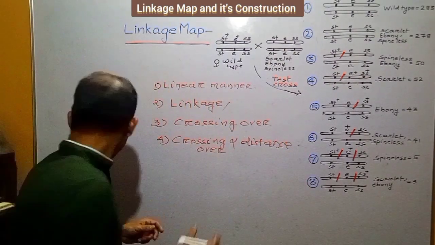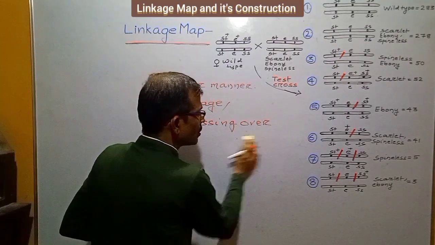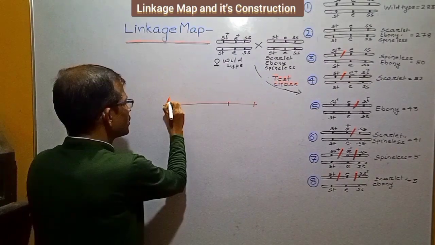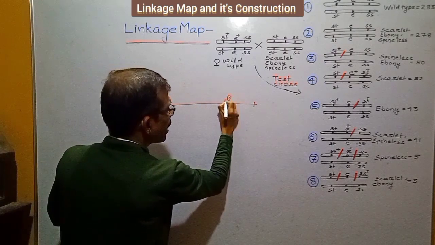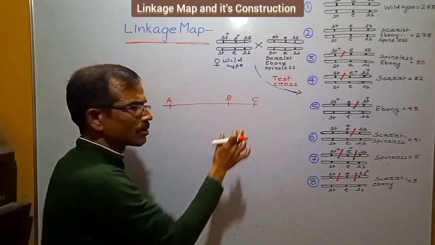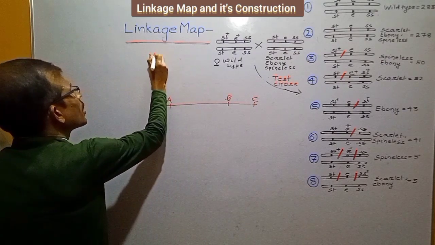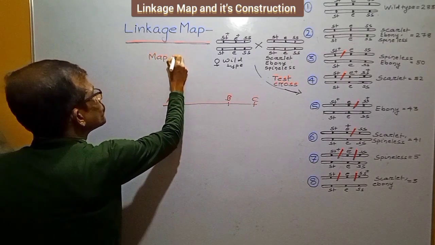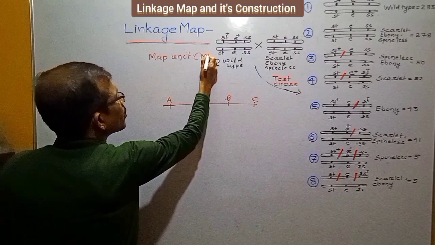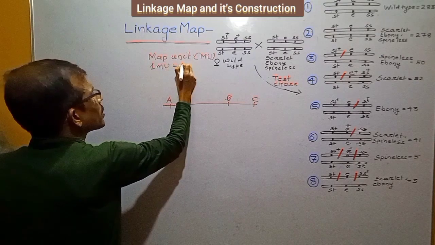Now let us draw a small linkage map showing the relative positions of three different genes and the distance that separates them. The genes are A, B and C. In a linkage map, the distance between the genes is expressed as an arbitrarily defined unit known as map unit, or MU. One map unit is equal to 1% crossing over.